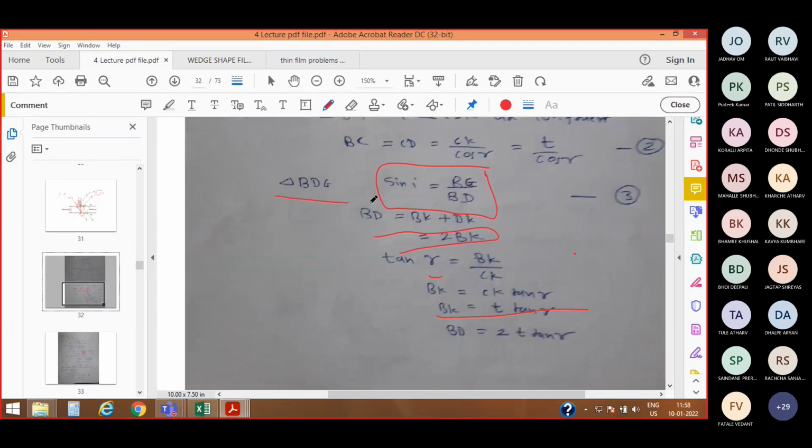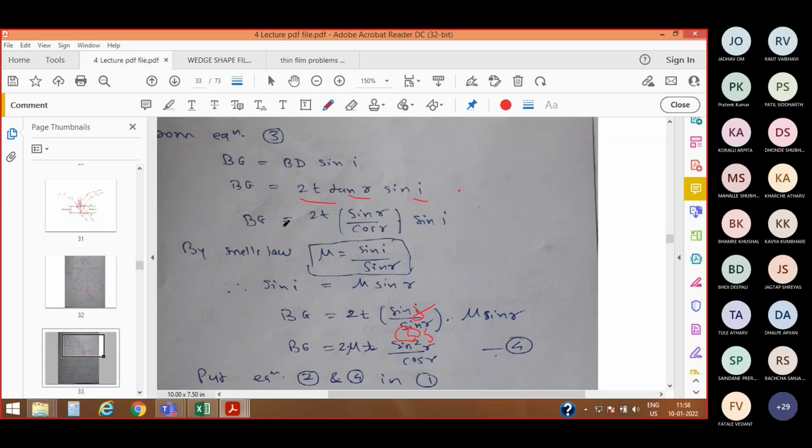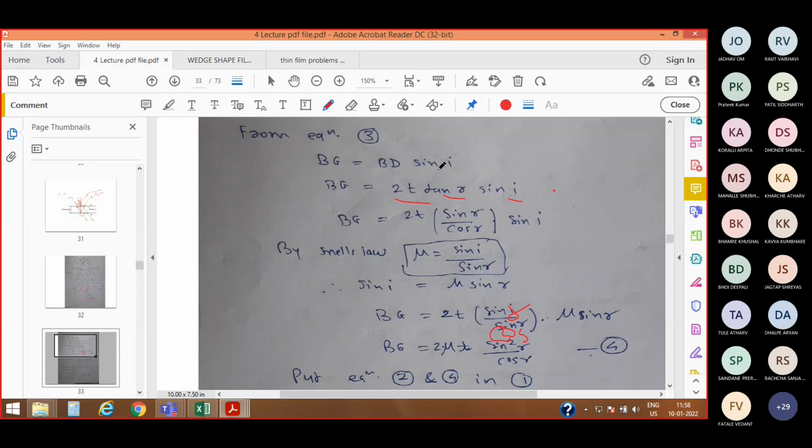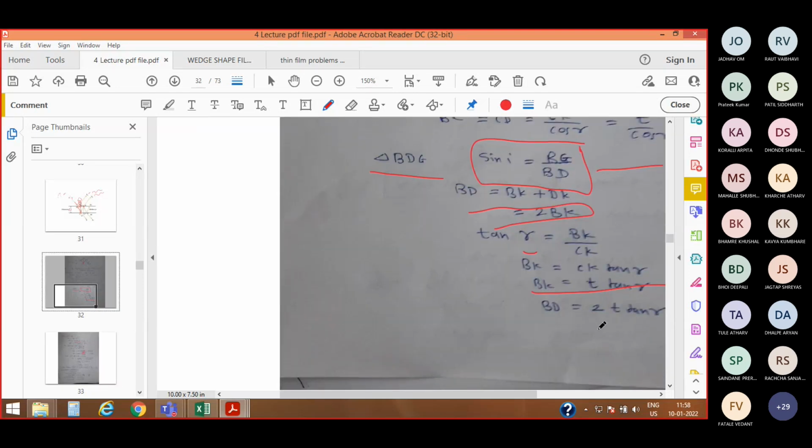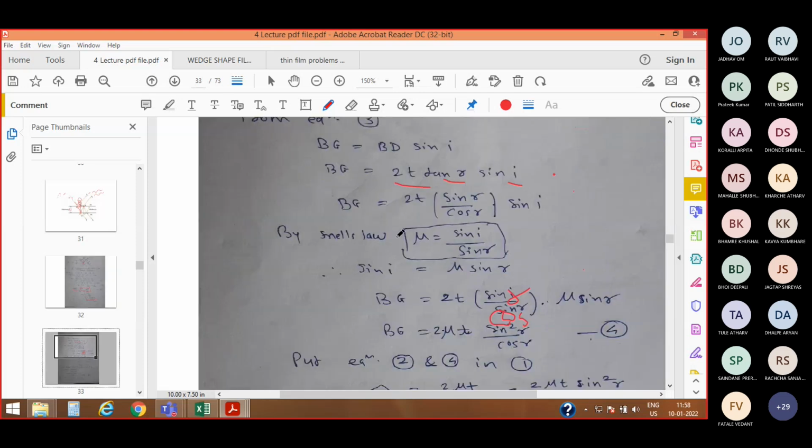So from equation number 3, this equation, put the value of BG here. BG is equal to BD into sin of I. Put the value of BD here. Then I am getting this equation.